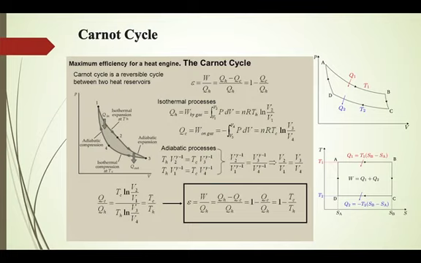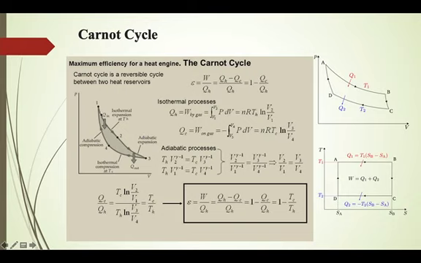This cycle consists of two reversible isothermal processes. 1 to 2 is a reversible isothermal expansion, and 3 to 4 is another reversible isothermal process, which is an isothermal compression process. Then it has two adiabatic processes. 2 to 3 is a reversible adiabatic expansion process, and 4 to 1 is a reversible adiabatic compression process. So basically the Carnot cycle has two isothermal processes and two adiabatic processes.